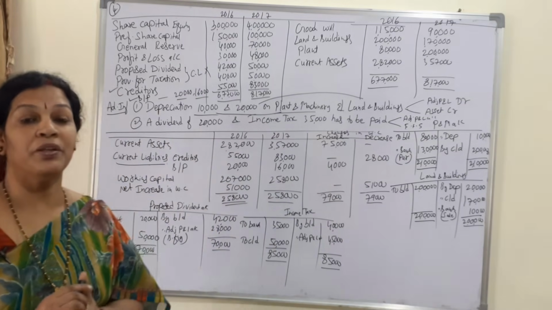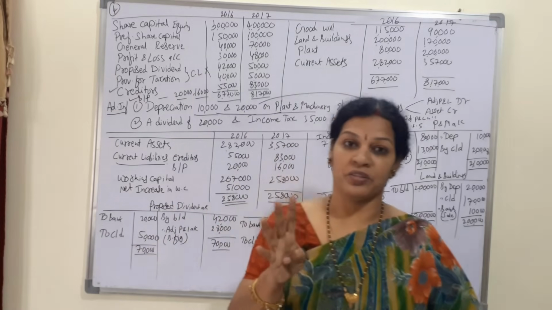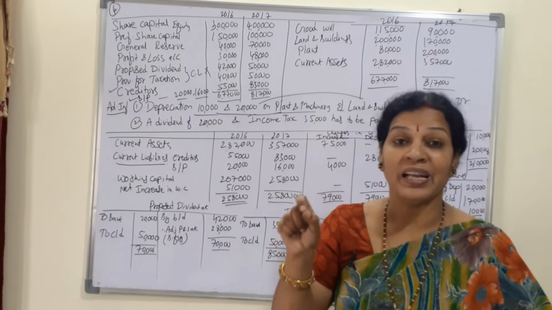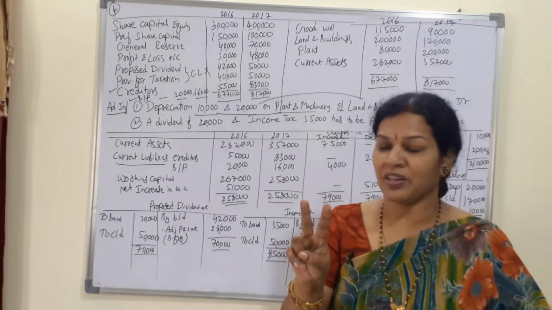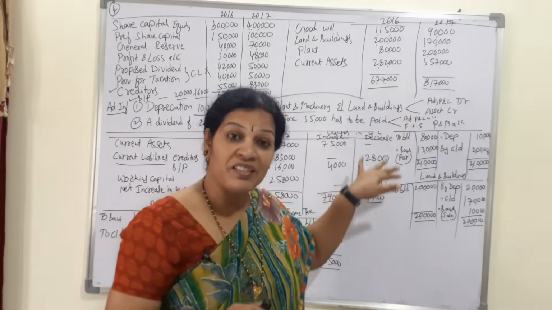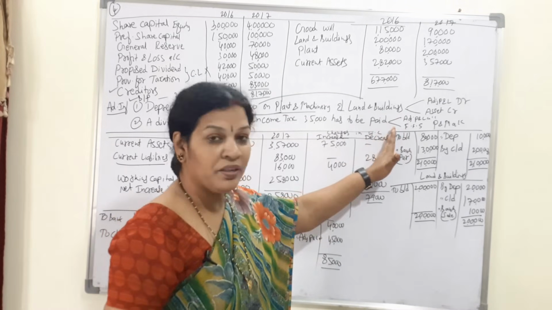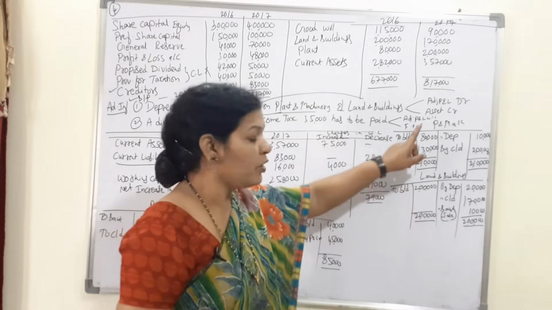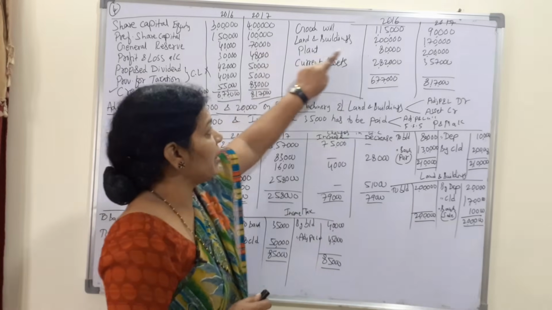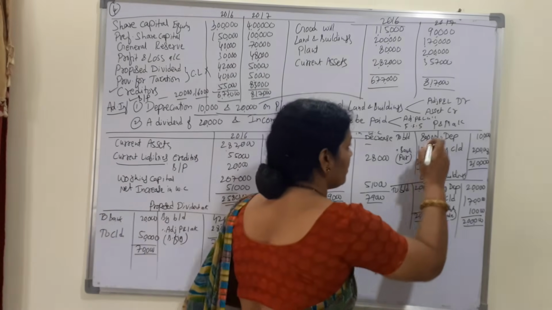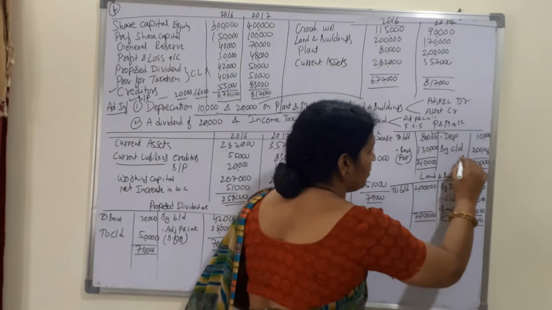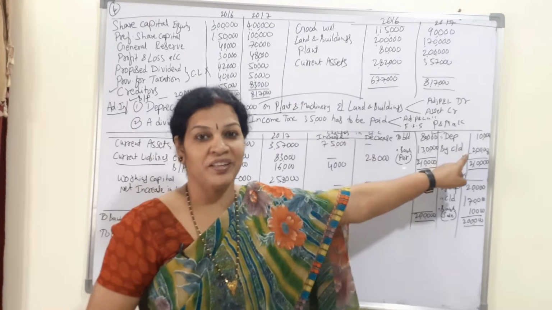Once it is completed, now we'll open four accounts. Whenever depreciation is given, we have to open the asset account. Two depreciations are there: one on plant and machinery, another on land and buildings. We have to open both asset accounts. I have already opened plant and machinery and land and buildings. To open the plant and machinery account, we must know the opening and closing balances. Opening balance is 80,000, written here. Closing balance is 2 lakh, written here.